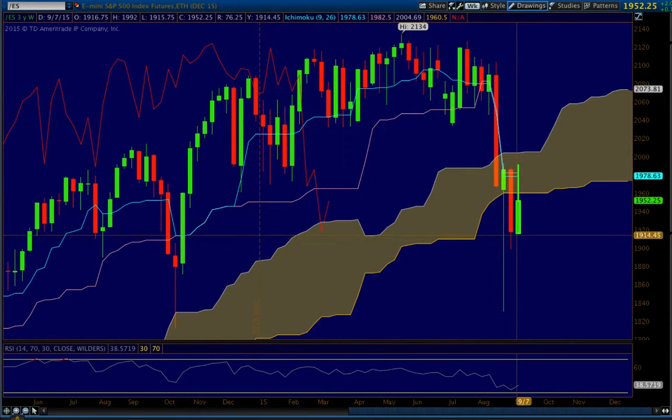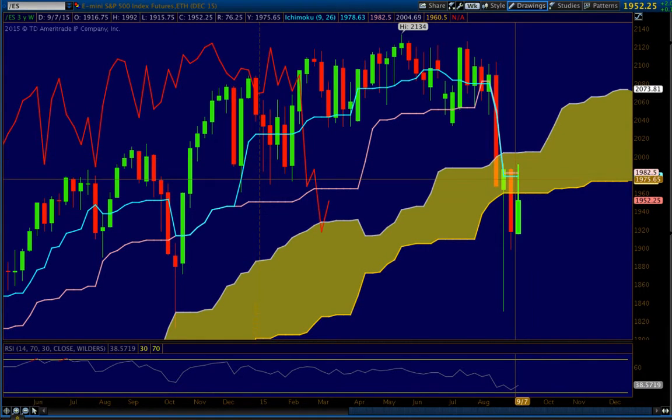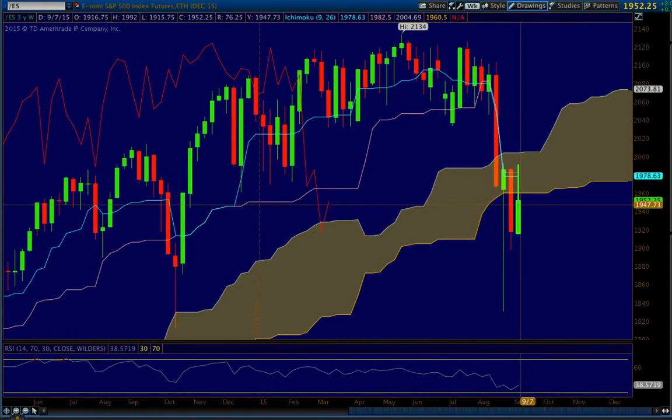Looking at this last week's candle, we see that we traded all the way up and into the cloud, and over the Tenkan-sen, over the Kijun-sen, and then we were rejected and closed underneath the cloud. So technically in Ichimoku terms, the ES is bearish as it's under the cloud.